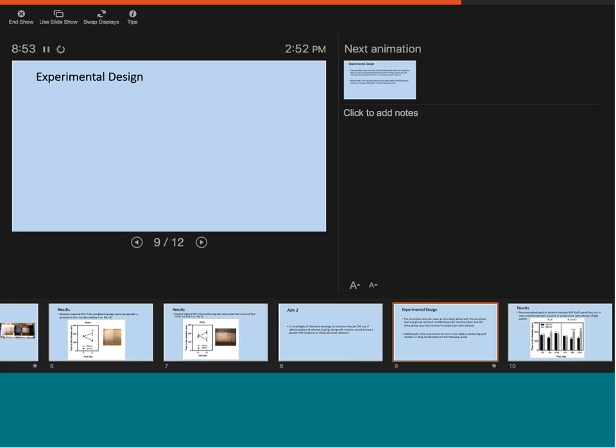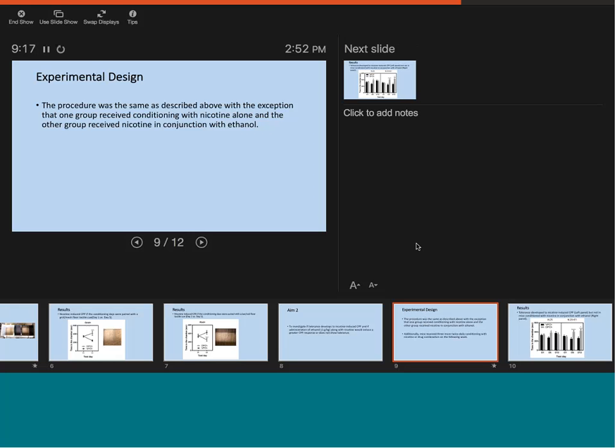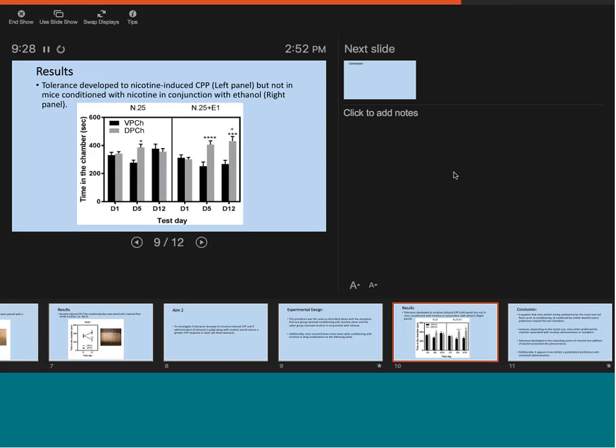Okay, so again, like I mentioned, the schedule was the same, but we did a second week of conditioning, with the nicotine alone, and then in conjunction with ethanol. And that's basically what it says here. Mice received 3 more twice-daily conditioning sessions, which was the second week. So here they are, the 2 weeks.